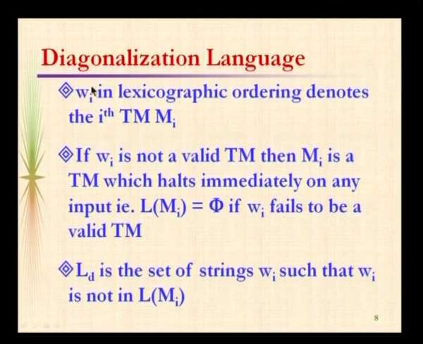Wi is the ith string in the lexicographic ordering, and here we give an interpretation for this Wi as the ith Turing machine of the lexicographic ordering. It means this Mi is going to be a Turing machine. This Mi is nothing but it is available in the form of a binary form, and that binary form is the ith string in the lexicographic ordering from the alphabet 0, 1. There is no guarantee that this Wi is always going to be a valid Turing machine. It may be a valid Turing machine or it may not be.